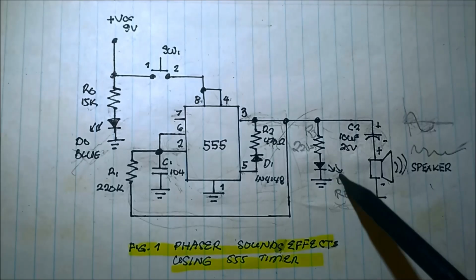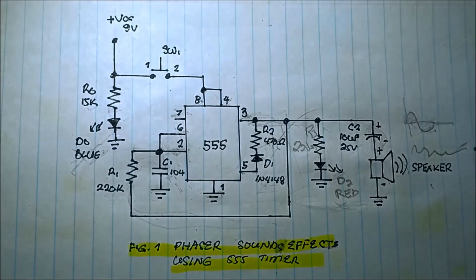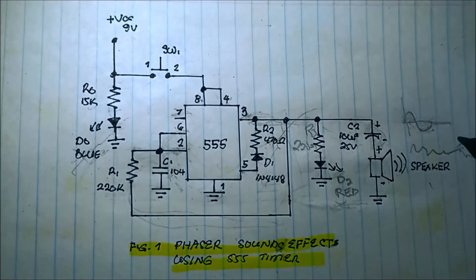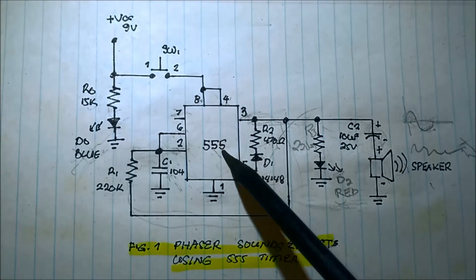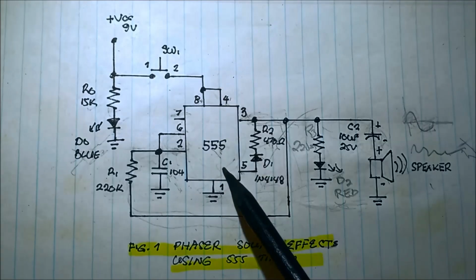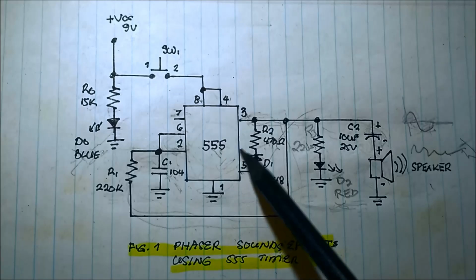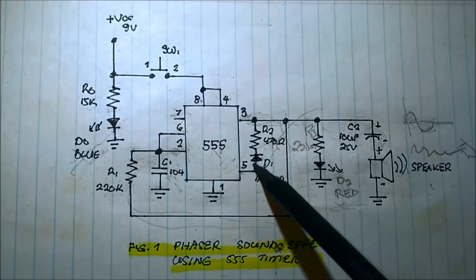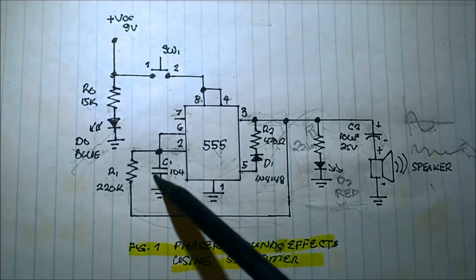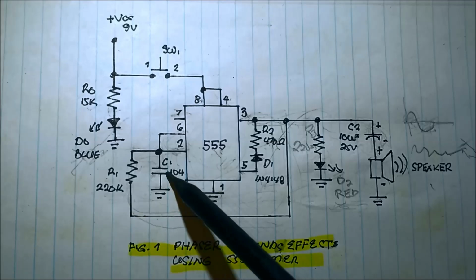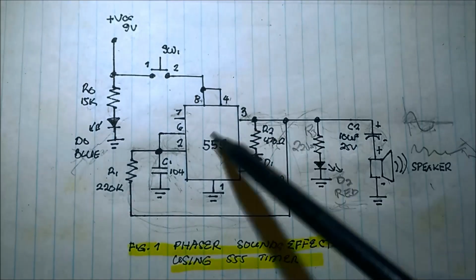And the blinking of the LED is caused by this 555 timer, and also the sound we hear. What is the configuration of 555 timer? This is an oscillator. So it oscillates with the use of the capacitor here. This capacitor is charging and discharging, causing the circuit to oscillate.